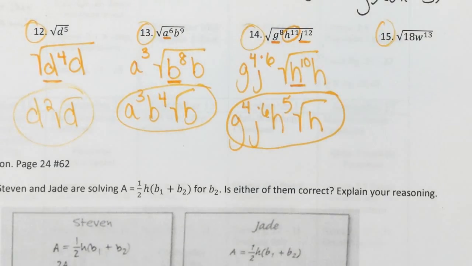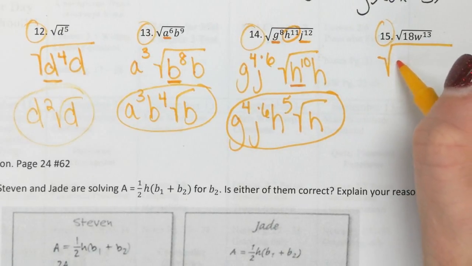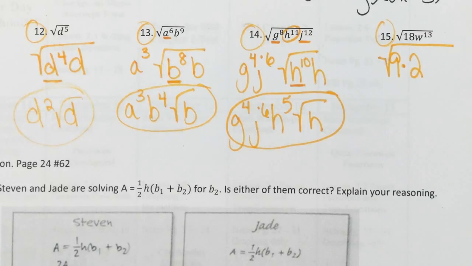All right, now look, 18 is not a letter. 18 is a regular number. So you got to remember, we've done this for about 3 weeks now. How do we break that 18 up? There you go. What's the biggest perfect square that goes into 18? 9 times 2. Okay, 9 times 2 is 18.